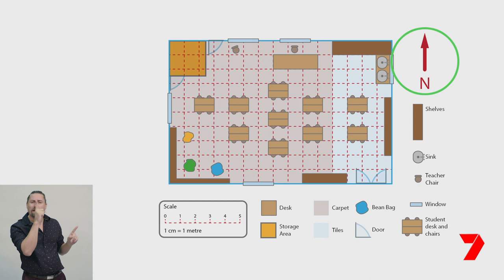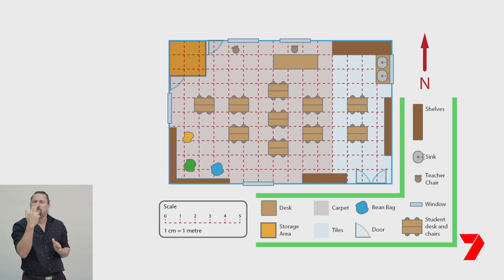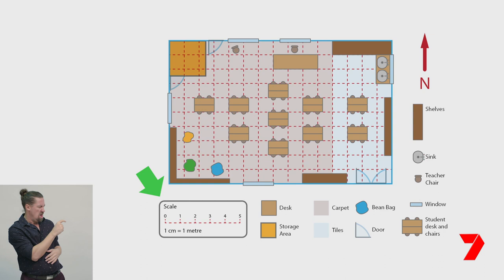And I know we can easily find the other points now. It has a legend to describe the symbols represented on the map. And it has a scale that tells us how big the measurements are in real life. The scale on this map tells us that 1 centimetre on the map equals 1 metre in real life.